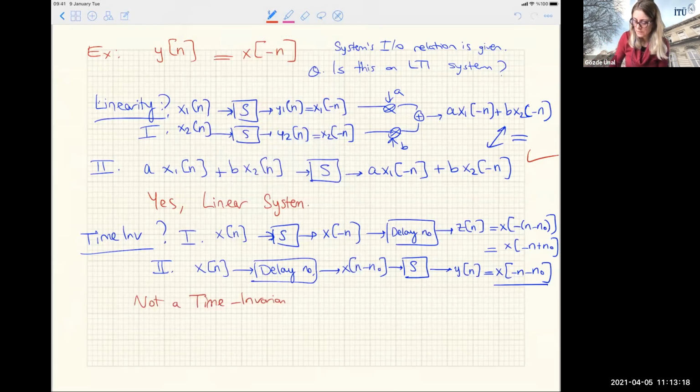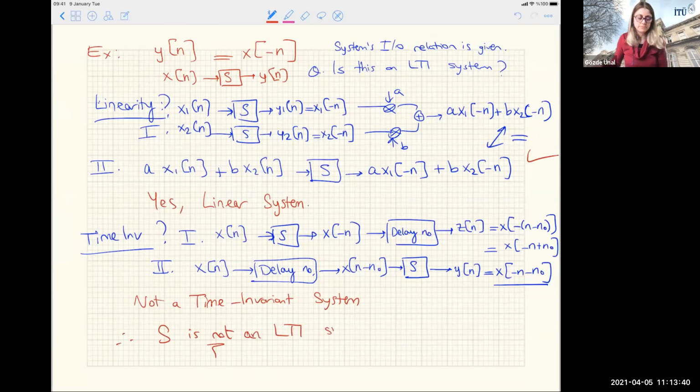Not a time invariant system. Therefore, this system S, with x of n going into the system S and y of n going out, is not an LTI system, okay?